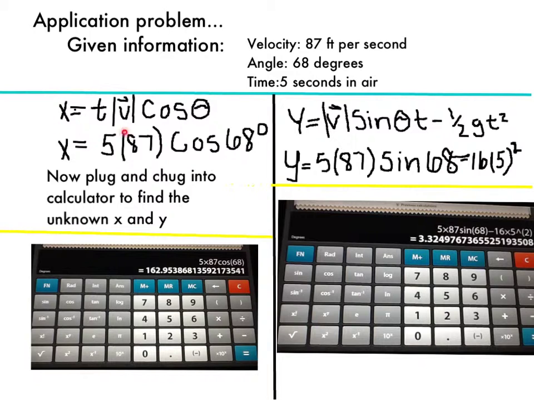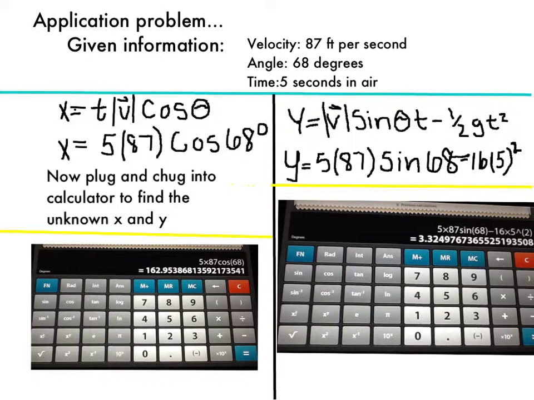So we take our two equations that we got prior, and then we simply just plug and chug. So 5 seconds in the air will go in for time, 68 degrees will go in for theta, and 87 for velocity. Same goes for y. We take 5 seconds for time, 87 for velocity, and then 68 degrees.